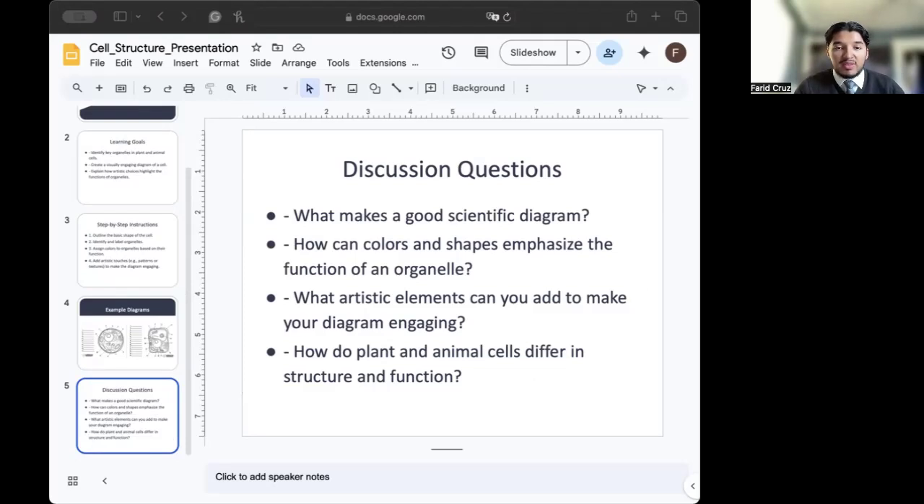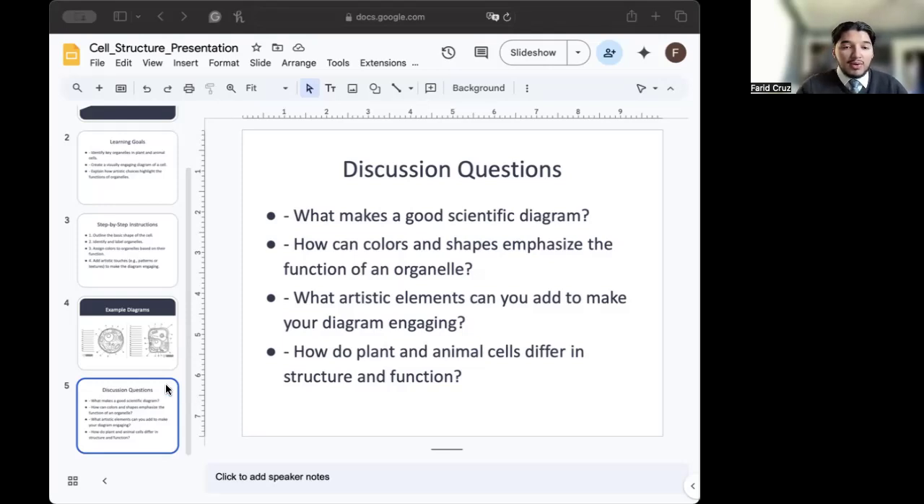What did you notice about the similarities and differences between plant cells and animal cells? What makes a good scientific diagram? How can colors and shapes emphasize the function of an organelle? And how did the color coding and artistic elements help you understand the function of each organelle better? What artistic elements can you add to make your diagram more engaging, you personally? And how do plant and animal cells differ in structure and function?